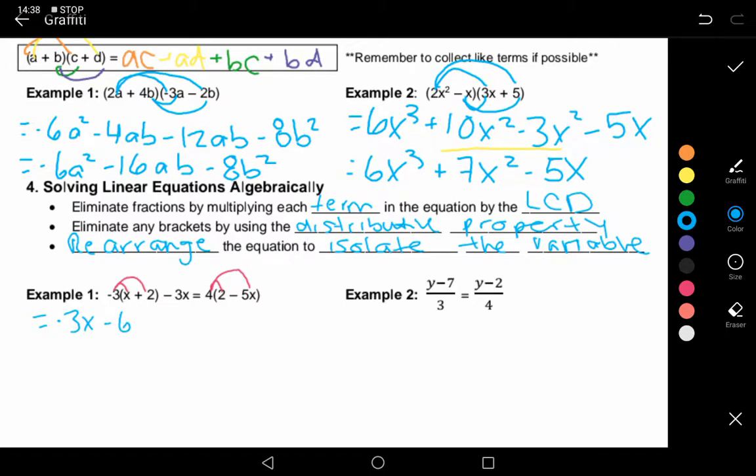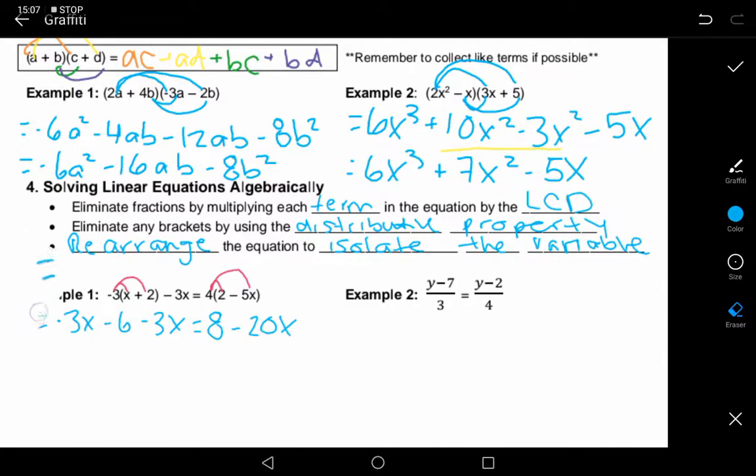And again, we're not distributing to whatever's outside of the brackets here. I'm just copying it down. Okay, and that equals 4 times 2 is 8. 4 times negative 5 is negative 20x. At this point, all we need to do is rearrange the equation to isolate the variable. So what I'm going to do is move my x terms to the left. And I actually shouldn't have even put this equal sign here because this is an equation. It already has an equal sign.